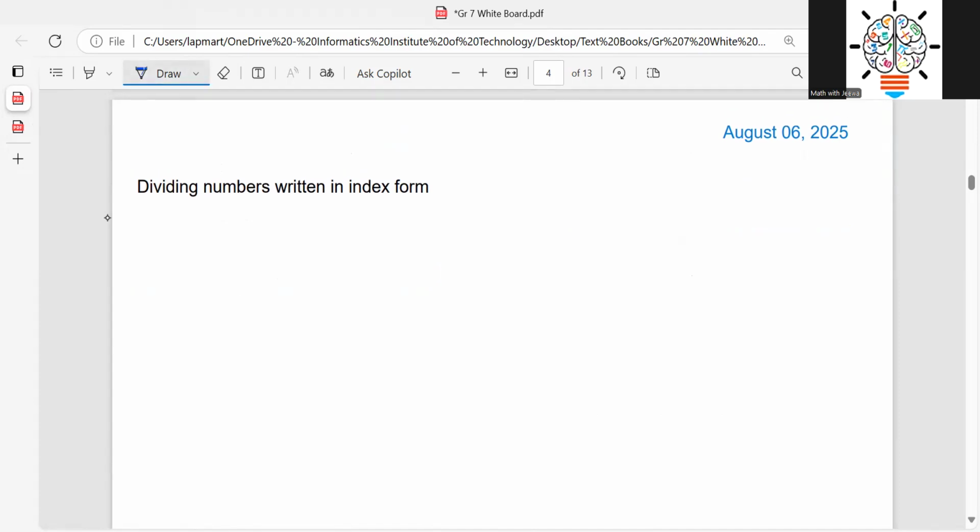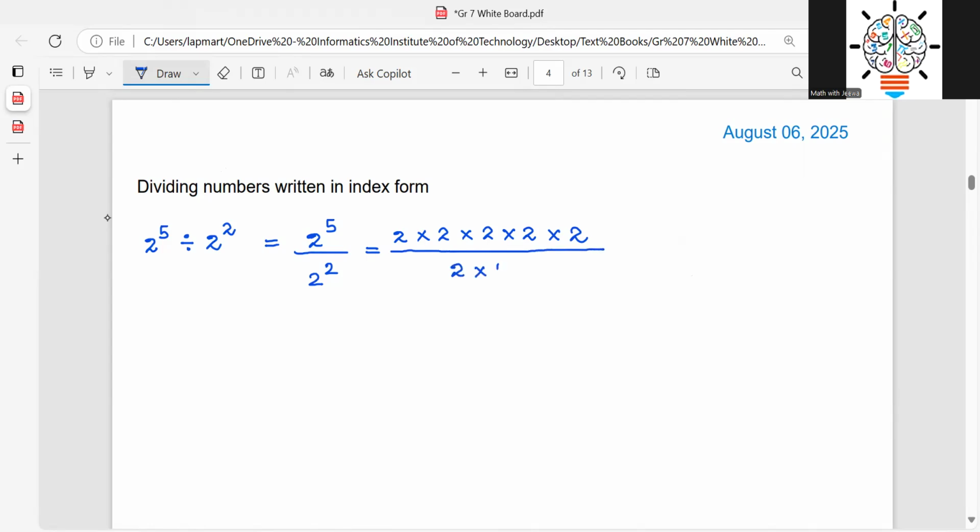Now, you just imagine you have an example, 2 to the power of 5 divided by 2 to the power of 2, children. So what I do, I write this question in a different way, the fraction way. 2 to the power of 5 over 2 to the power of 2. So 2 to the power of 5, how can I write it with the expanded version? 2 times 2 times 2 times 2 times 2, right? And that is divided by 2 times 2.